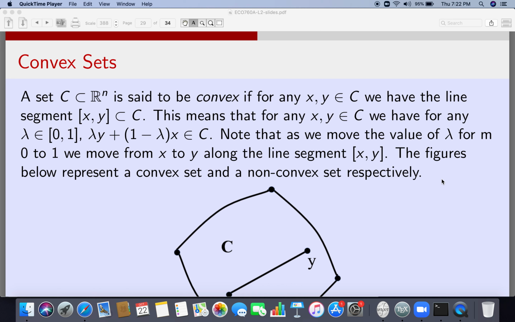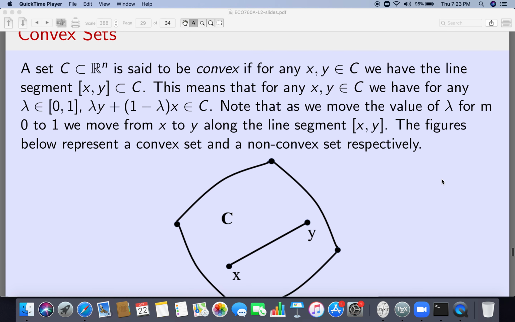So formally it means that given any 2 points x, y in C, and whatever lambda you choose in [0, 1], lambda y plus (1 minus lambda) x would be an element of C. So when we move the value of lambda from 0 to 1, as I told you earlier, we are moving from x to y.